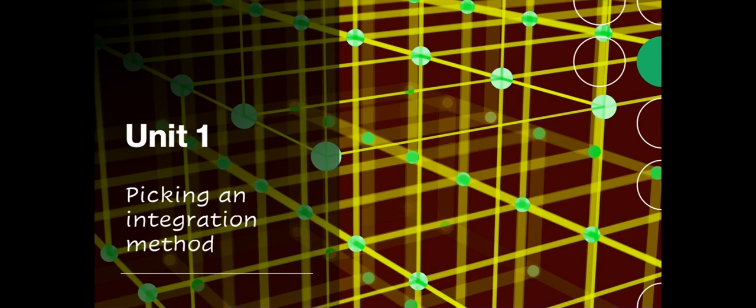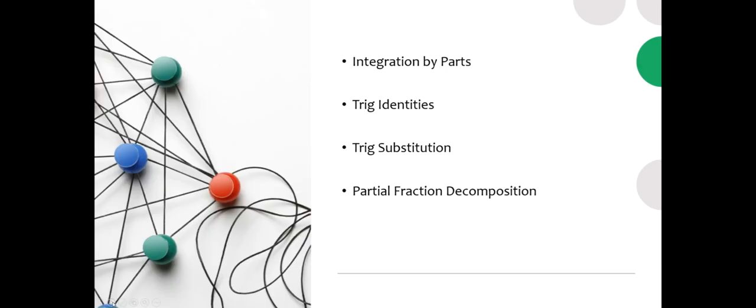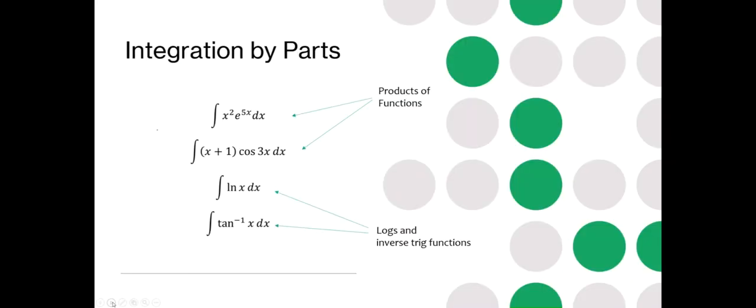A common struggle in the first unit of Calculus 2 is figuring out when to use which integration method. So we're going to do a quick overview of what to look for to help you decide which method you should be using. We've got 4 techniques that we're learning in this unit: integration by parts, trig identities, trig substitution, and partial fraction decomposition. And let's take a first look at the first one, integration by parts.